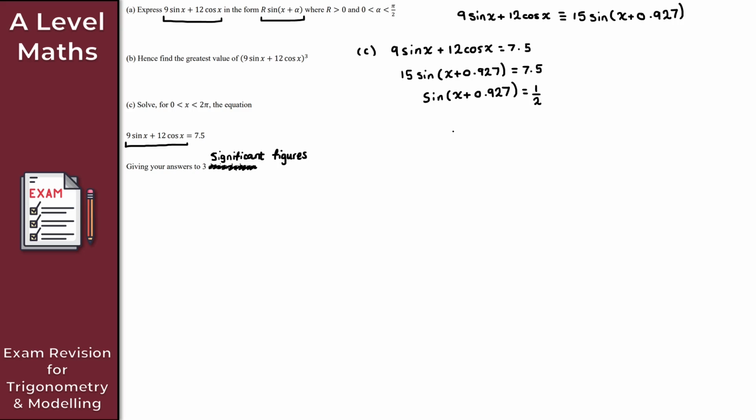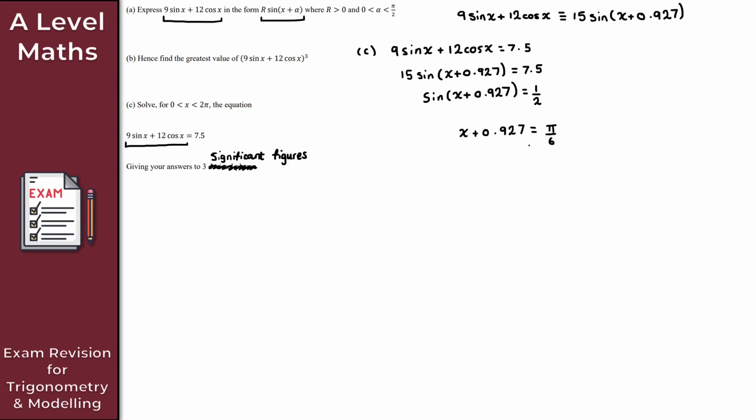So now the next thing that we can do here is take sine inverse of both sides. If we do that, then on the left-hand side, we just get left with the argument of our trigonometric function. We just get x plus 0.927, and that is equal to sine inverse of 1/2, which is just equal to pi over 6. Okay, hopefully nice and straightforward there.